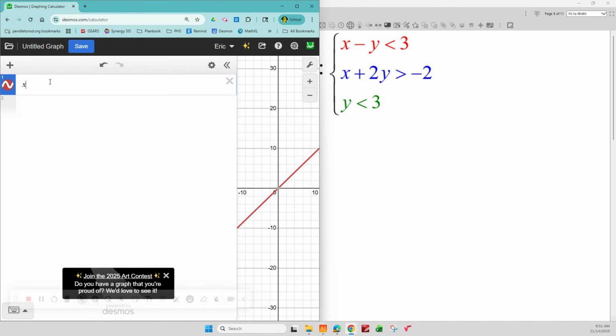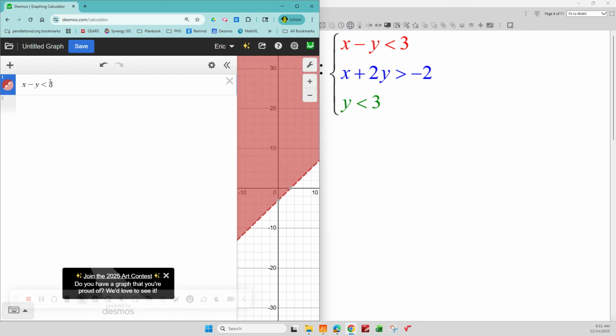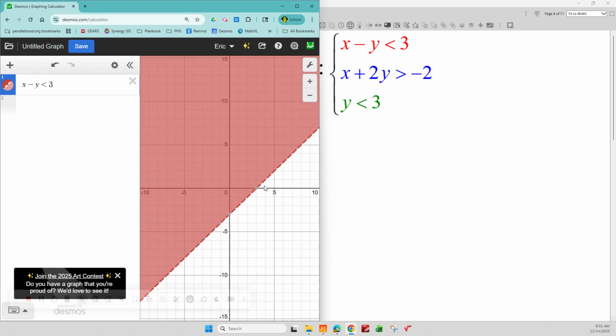So this top one, I would just write as x minus y. And then you can just use, to the right of the m, you see the less than and greater than symbols, just use those. Those are convenient. Is less than 3, and look what it does. It gives me the graph, and it even uses a dashed line. So Desmos is pretty smart.